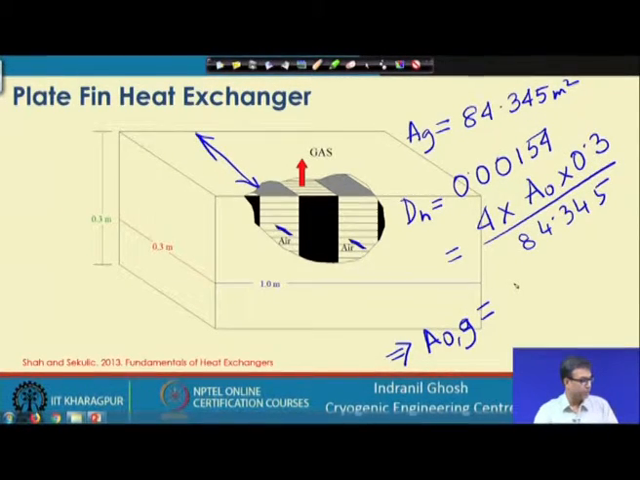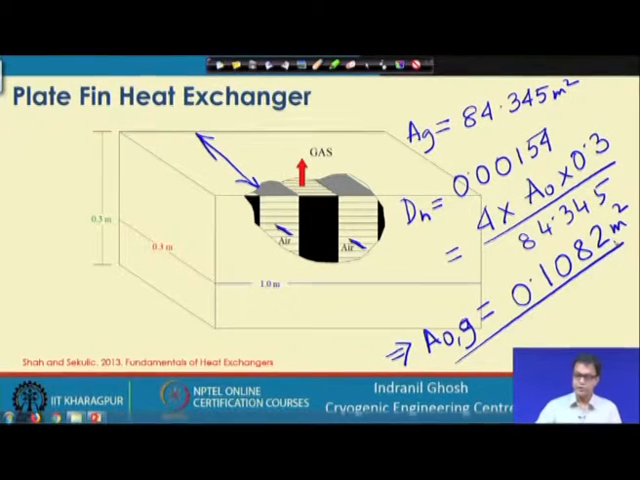So, this will come out to be 0.1082 meter square, that is the heat transfer area associated with the gas side. Now, if we look into the similar heat transfer area for the air side, what we need to find out is basically in the similar relation.